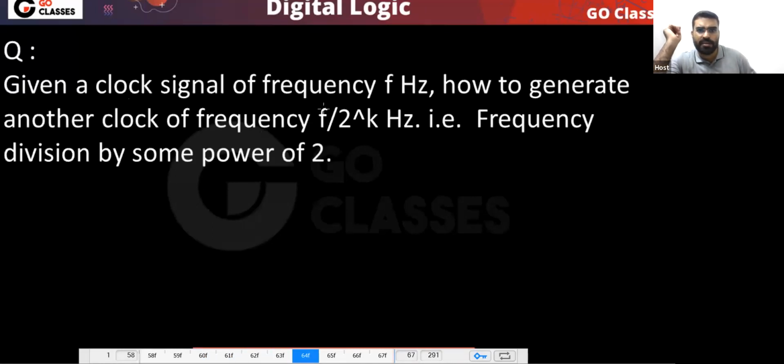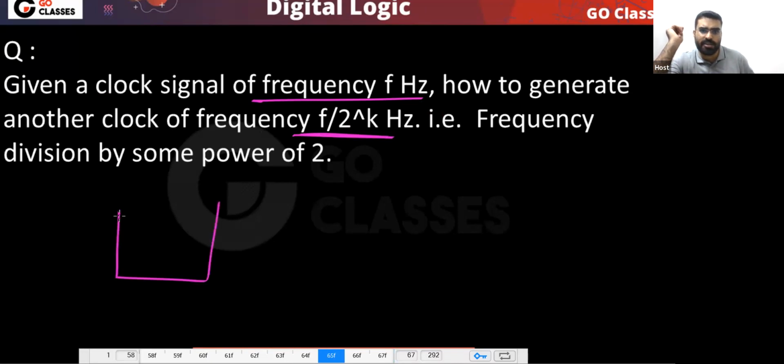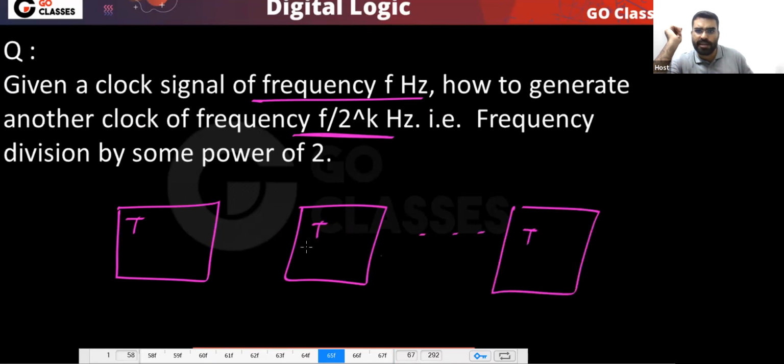And how will you divide frequency by 2 power K? What you will do is connect K T flip-flops. Total K T flip-flops you will connect. So there will be this T flip-flop, this T flip-flop. This I can say T1, this is T2. Let's call the last one TK.